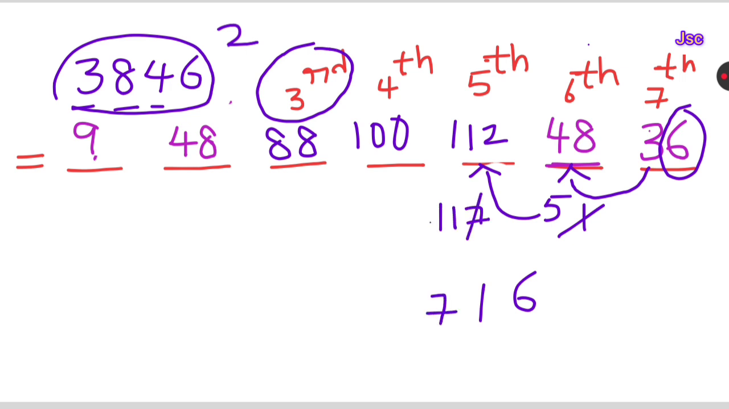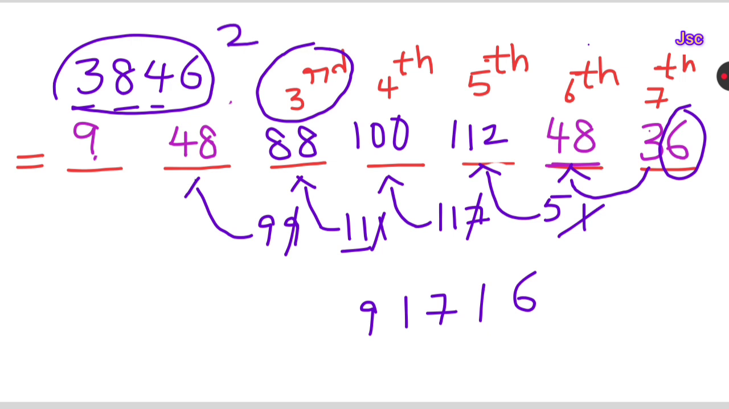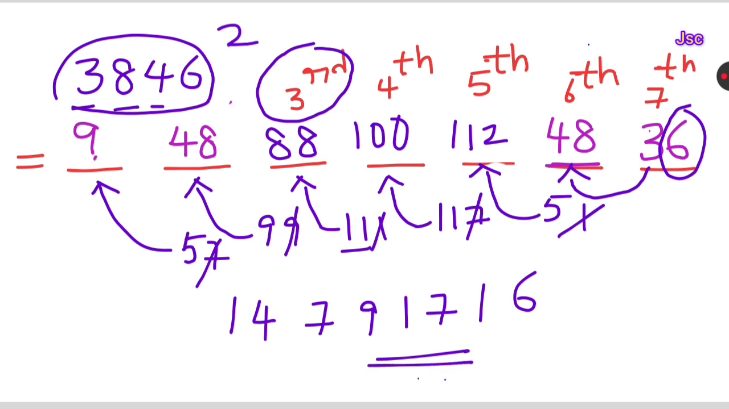The remaining 11 you just add to the 100. 100 plus 11 is 111. Just take only 1, and the remaining 11 you add to 88. 88 plus 11 is 99. So just take only 9 here. Then the remaining 9 you add to the previous number. 48 plus 9 is 57. Take the 7 and the remaining 5 add to the 9. So 9 plus 5 is 14. So the result is 14791716. So like that you have to square a 4 digit number.